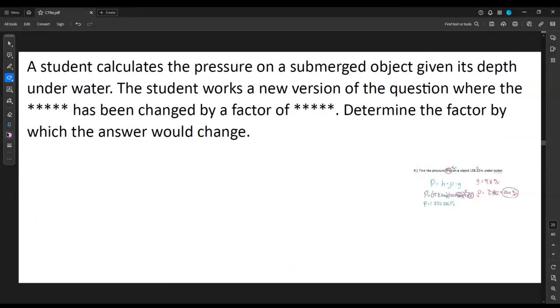Okay, so looking at the next one, we have an object that is under a fluid and is experiencing pressure because it is under a fluid. Very simple formula, still in section 3A or week 3A with our notes.